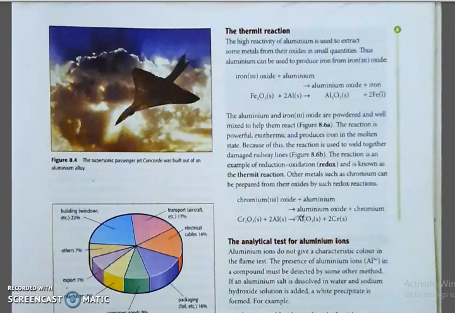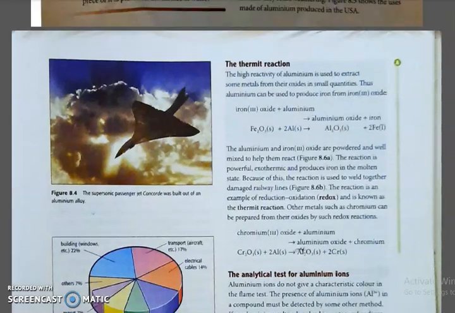So that reaction is possible. Here aluminium is able to displace iron. It can displace less reactive metals, but it can't displace sodium, potassium or calcium, because they are more reactive than aluminium. So it can displace other metals which are less reactive than aluminium. This high reactivity of aluminium is used to extract some metals from their oxides in small quantities.